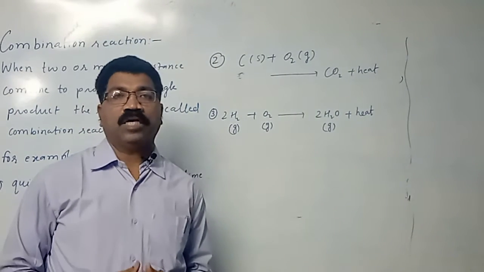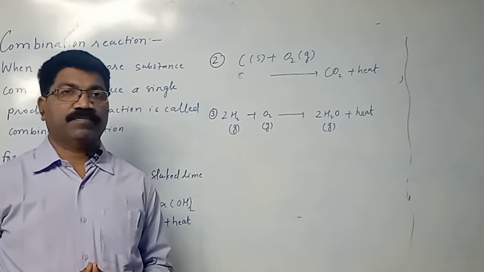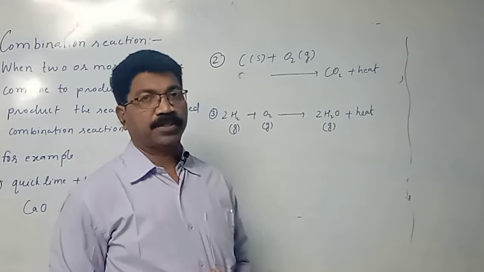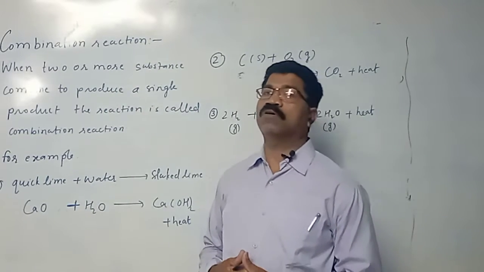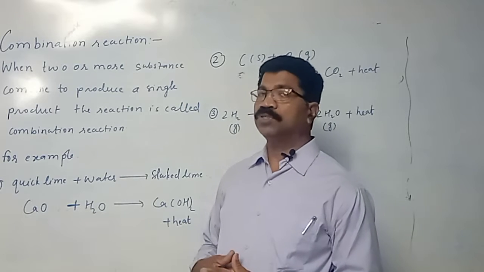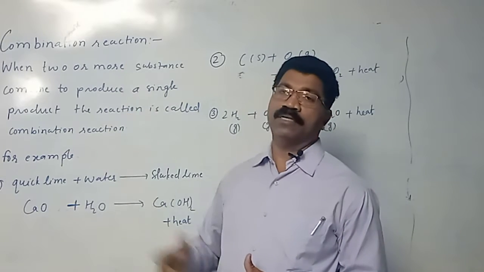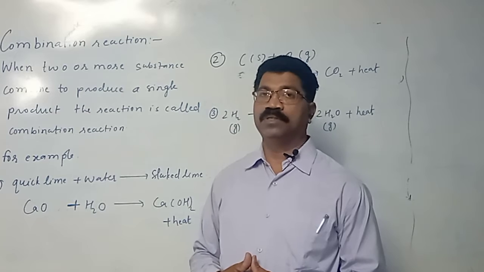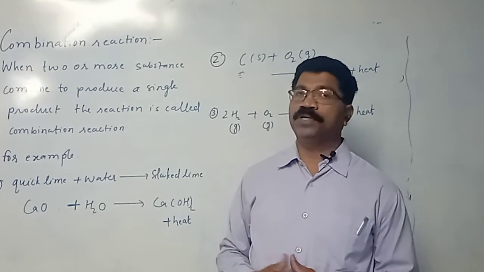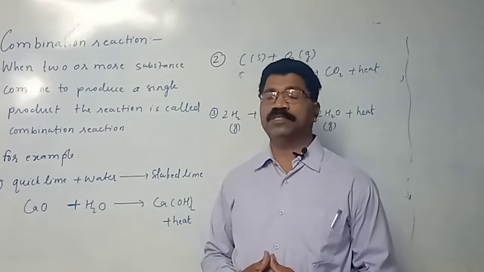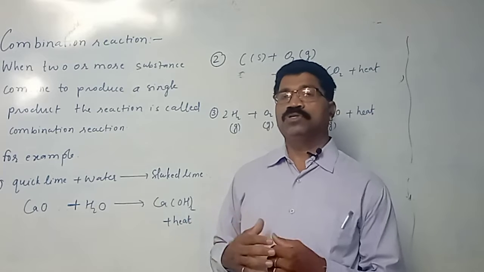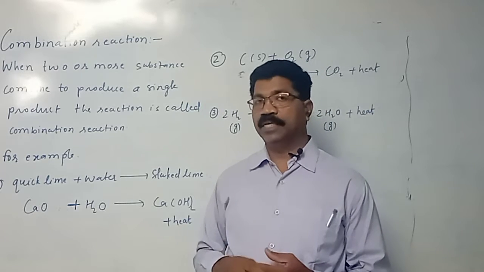We have to see now types of reactions. Now there are several types of reaction. Out of that, the first type is the combination reaction. Now in combination reaction, what you find? Two or more reactants combine to produce a single product. That type of reactions are called combination reactions.